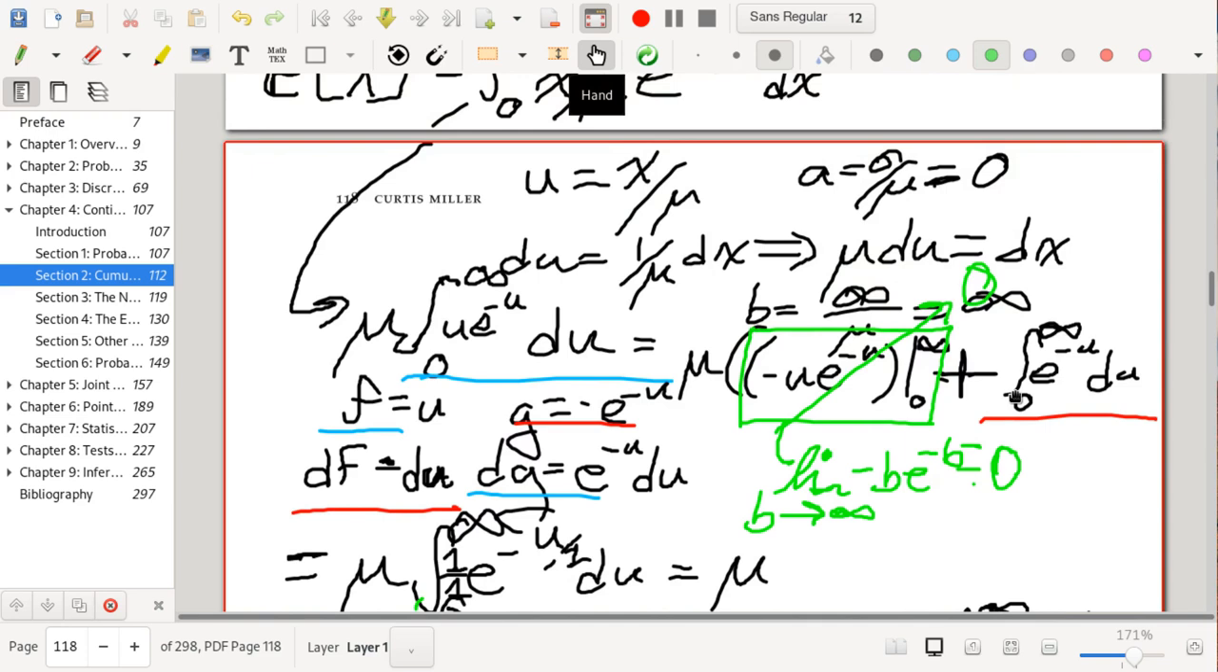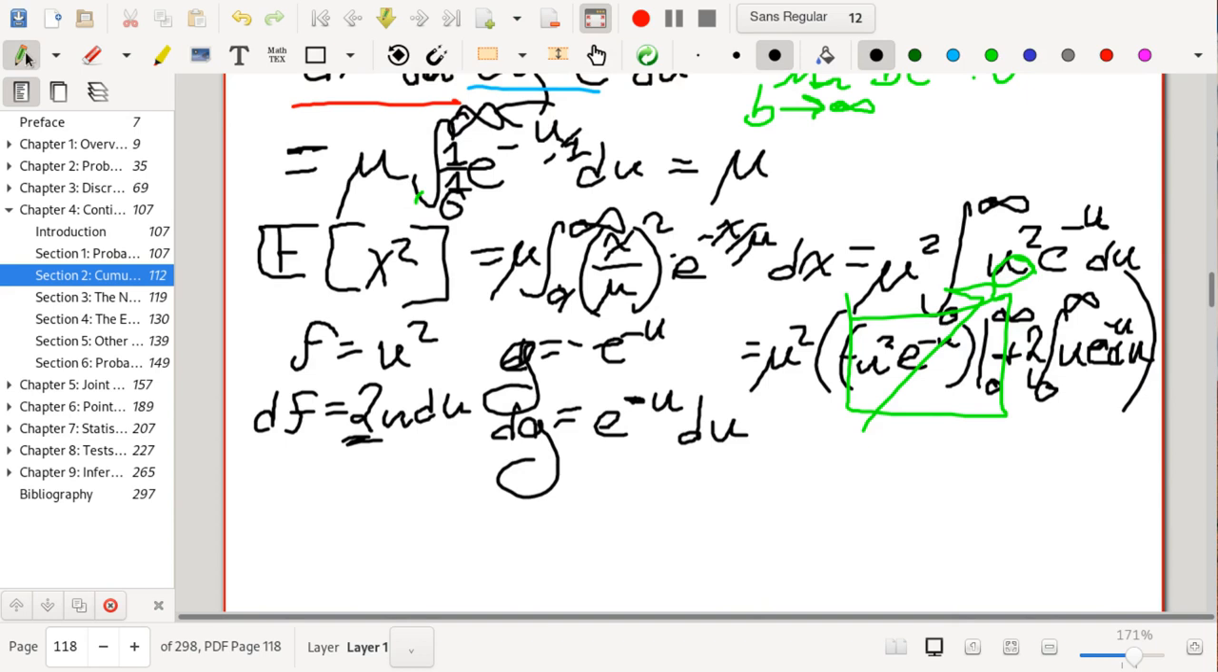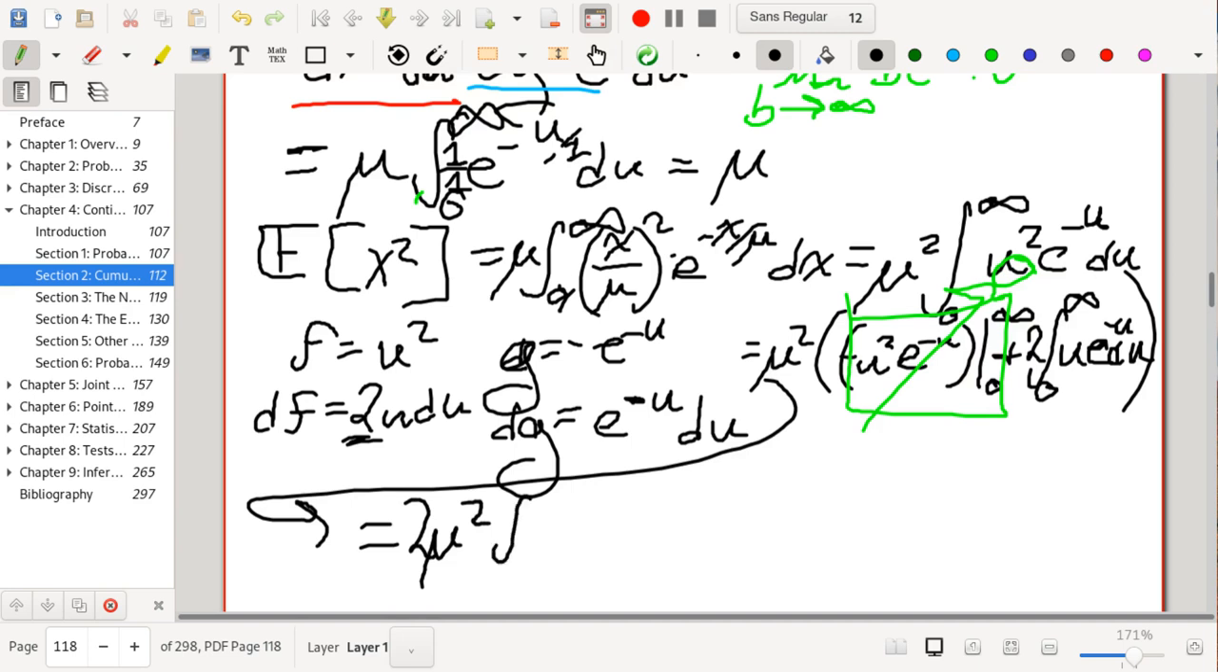Okay, so that leaves us with 2 mu squared, and then the integral from 0 to infinity of u e to the negative u du, because there was a factor of 2 right here. And I already know what that is, because we've already done this. We've already computed that integral.